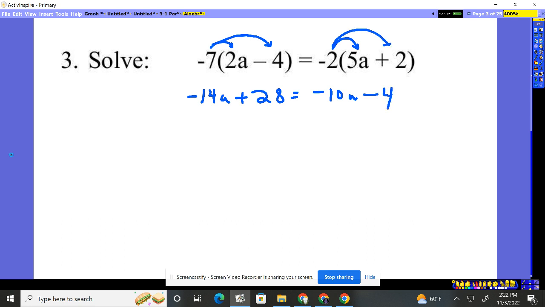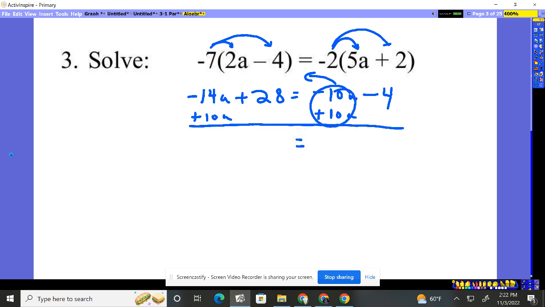Now again, get all variables on one side, all numbers on the other. It doesn't really matter whether you move the -14a over or -10a. I normally move the smaller number, but let's just say we're going to move it over because we always like to get it to the left. Most students do. So we'll just add 10a to undo subtracting 10a. So I add 10a to both sides.